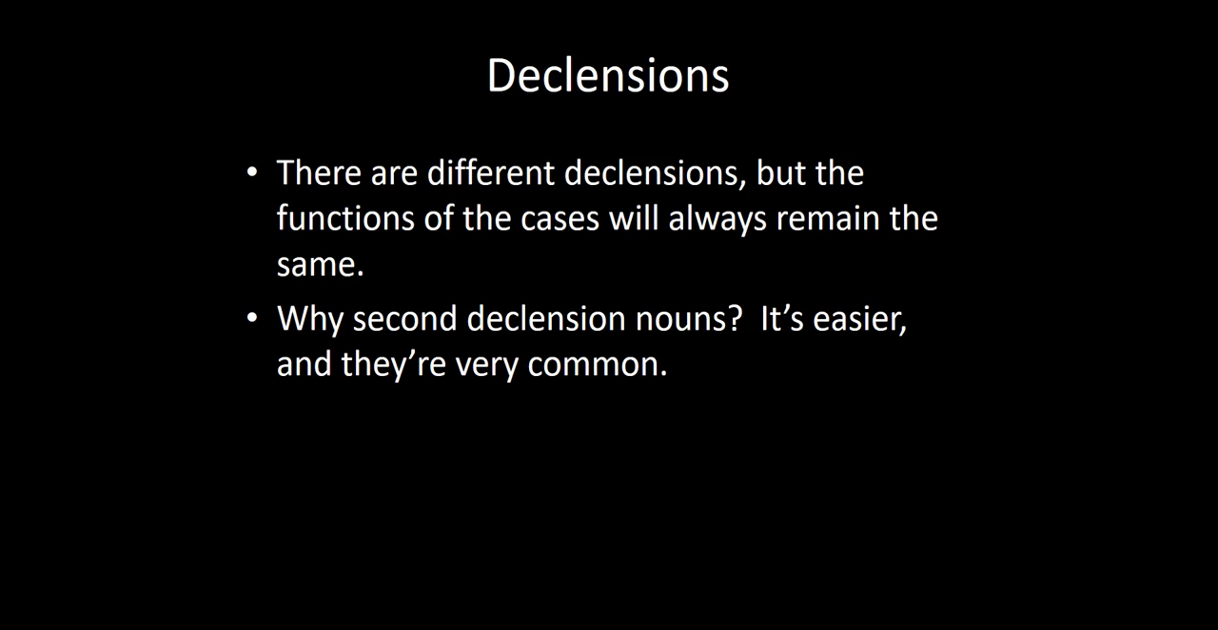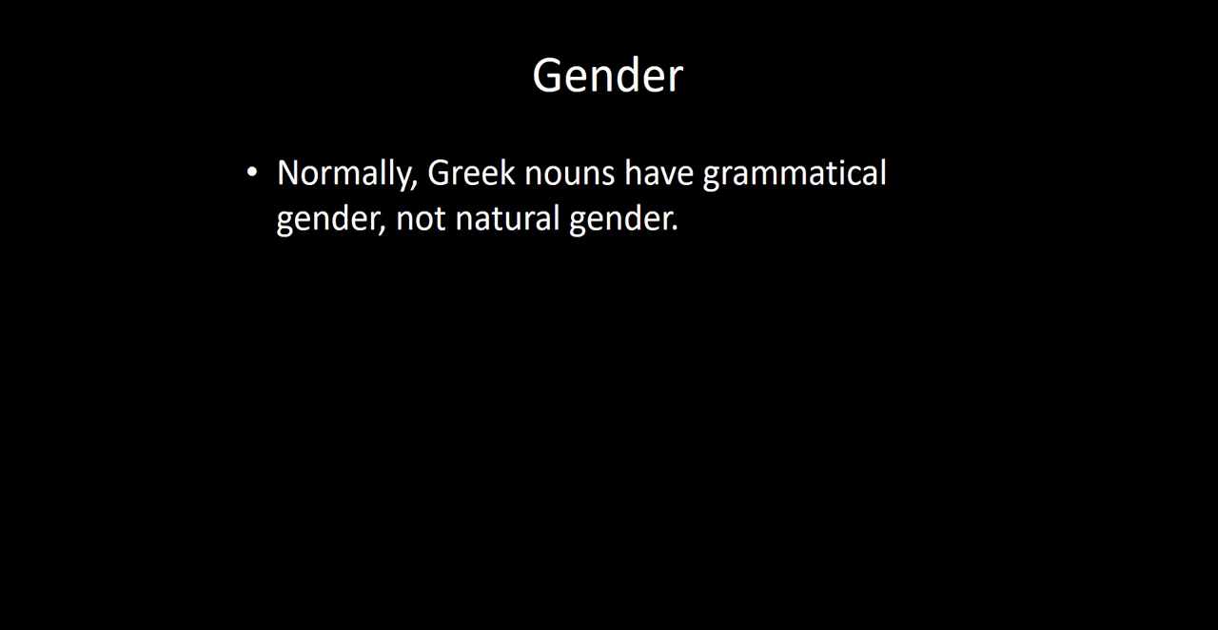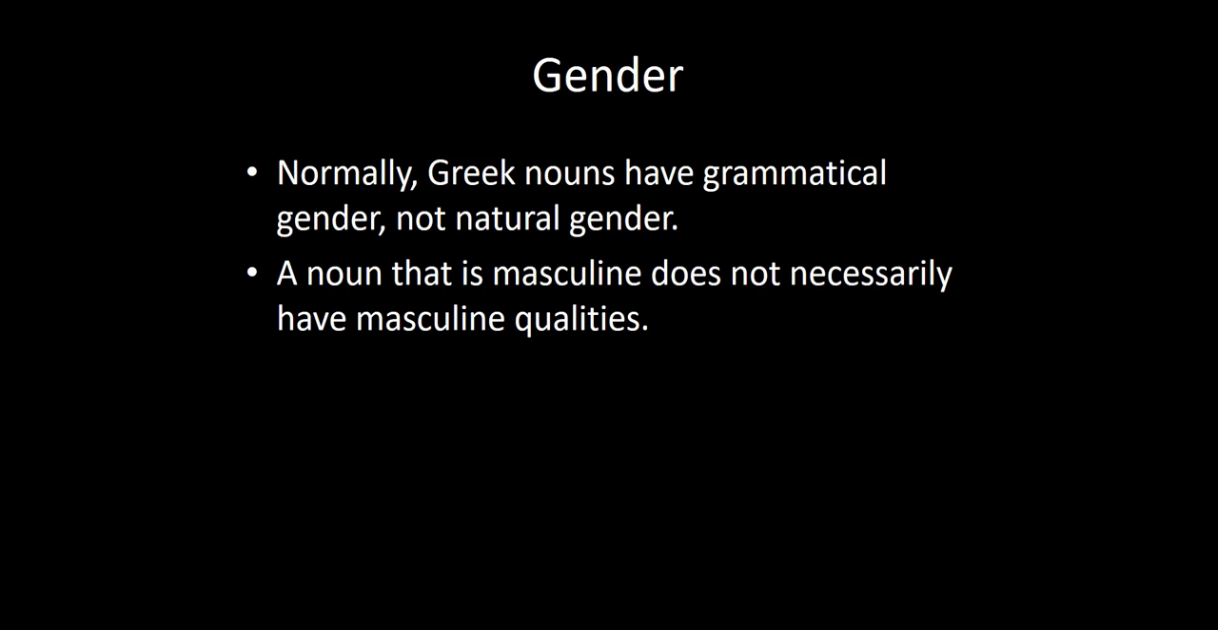Nouns have gender. It's important to realize that when we're talking about grammatical gender, we're not talking about natural gender. Nouns have grammatical gender, not natural gender. In other words, a noun that is masculine does not necessarily have masculine qualities. And a noun that's feminine is not necessarily going to have feminine qualities, and something that's neuter is not going to have whatever you would call neuter qualities. So this is a grammatical category, it's not a natural category.